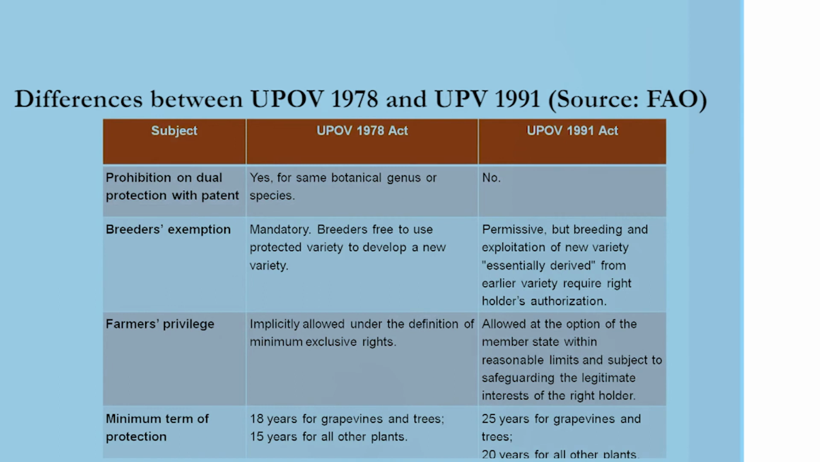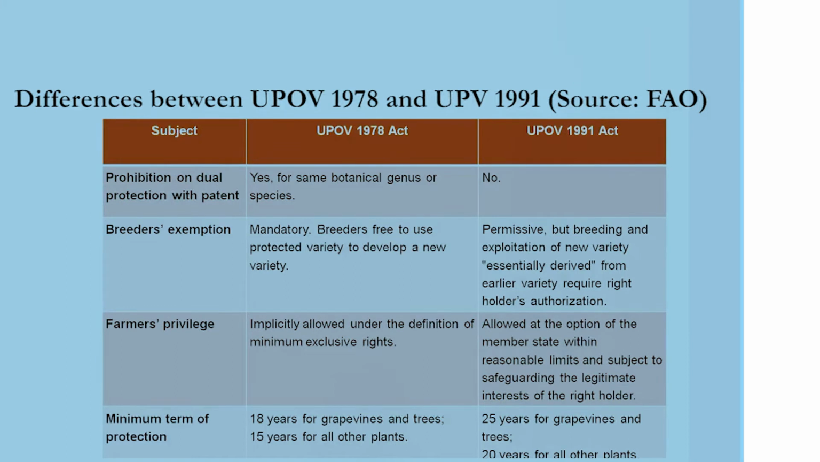In case of prohibition on dual protection with patent, the 1978 Act specifically requires that there must be no dual protection for a botanical genus or species. In case of the 1991 Act, there is no such requirement.